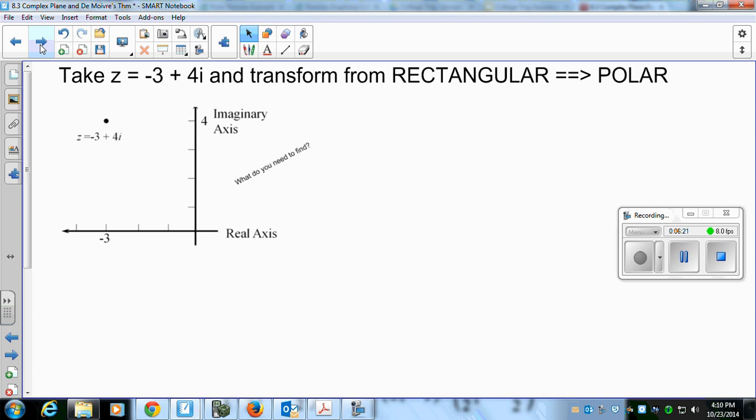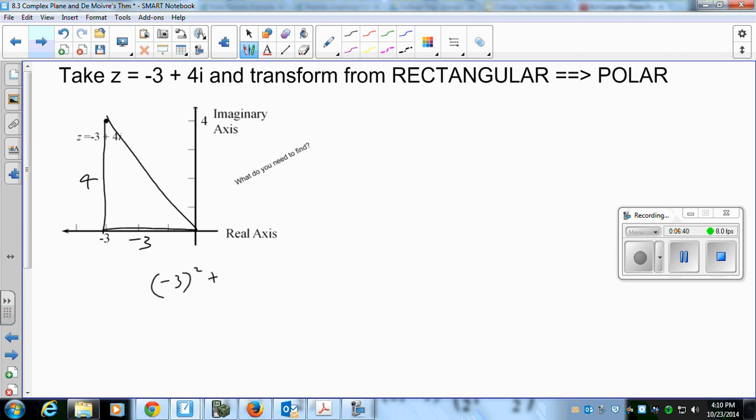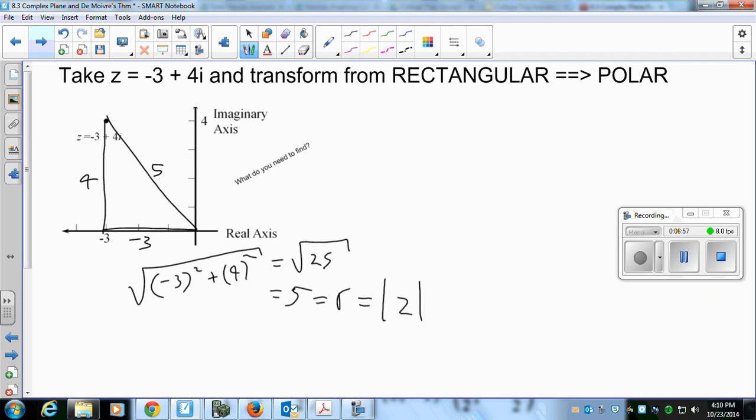So what I want to do here is first figure out what my radius is. Looking at this, thinking about my triangle, this is 3, this is 4, so negative 3 squared plus 4 squared, square rooted. This is square root of 25, which is equal to 5, our Pythagorean triple. So this is equal to my r, or the magnitude of z, the distance from here to here.